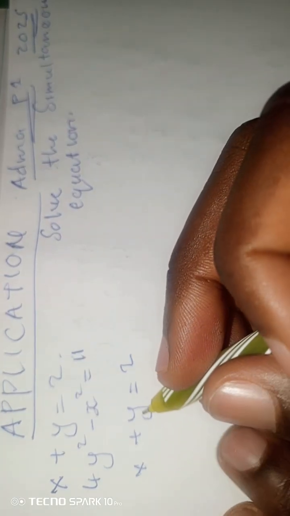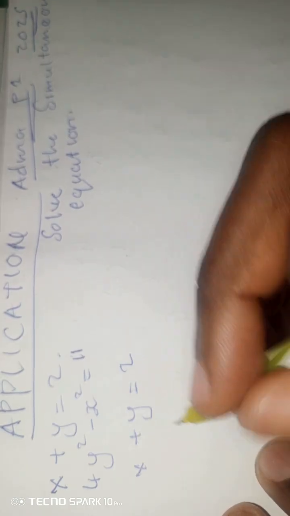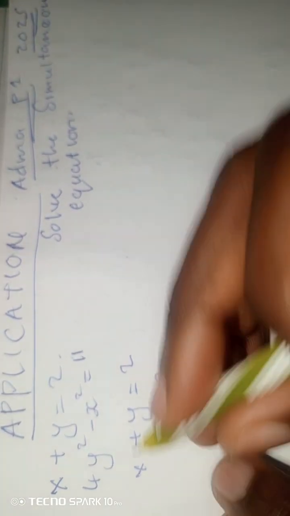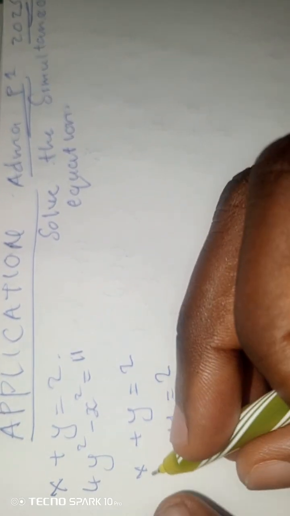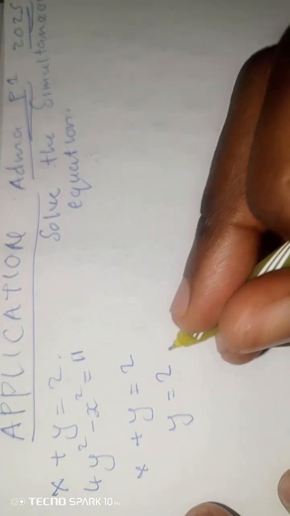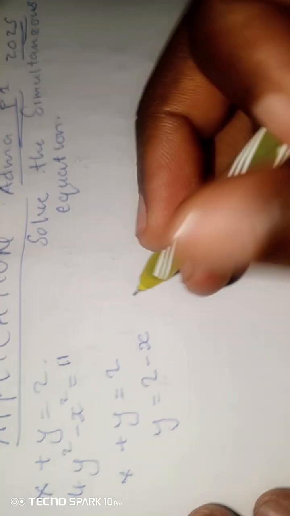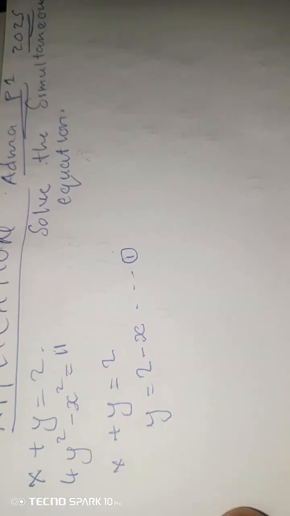From here I want to make y the subject of the formula. So I'll say y equals to 2, then x, since here it was positive, when it goes to the other side it becomes negative, so it will be negative x. So I've formed equation 1.